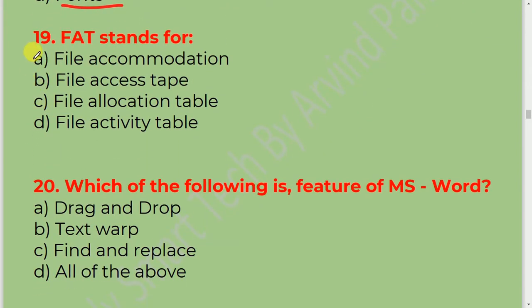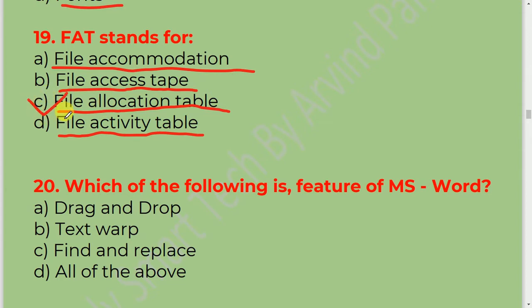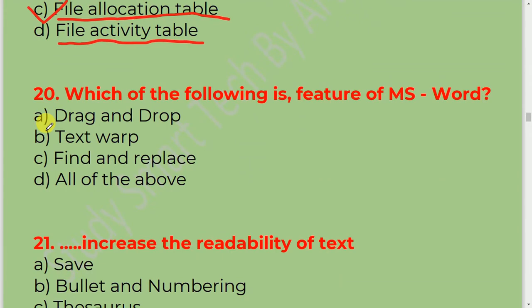Question number 19. FAT stands for: option A, file accommodation, B, file access step, C, file allocation table, D, file activity table. So the correct option is option C, file allocation table.